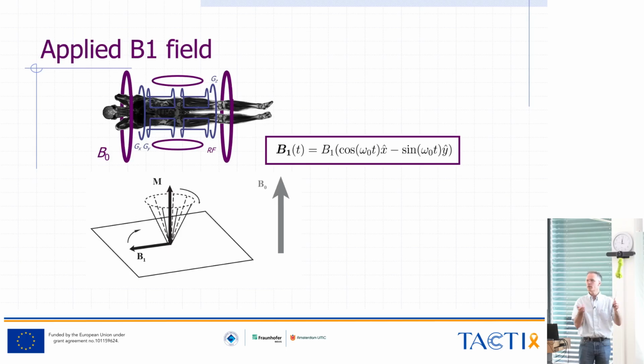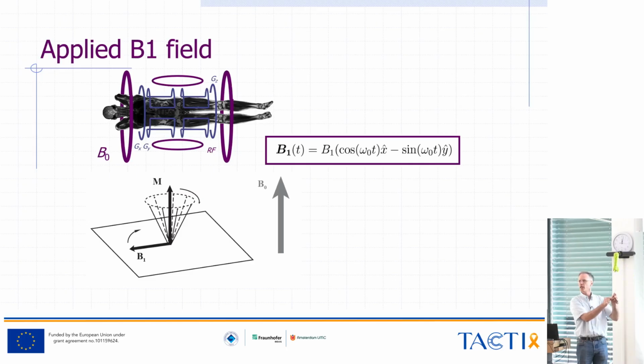And what does happen to magnetization if I apply an additional magnetic field from here? It's like what we had before. Our magnetization starts to precess. It precesses much more slowly because this magnetic field, which I'm applying with my RF pulse, is much smaller. But by switching this additional magnetic field on, it allows me to let my magnetization precess.